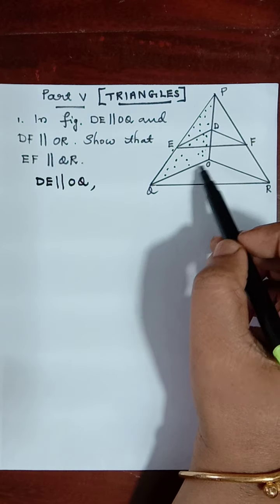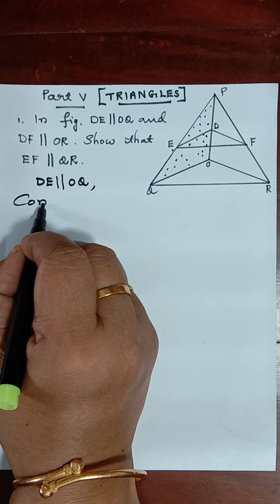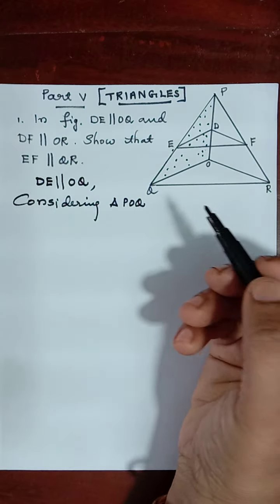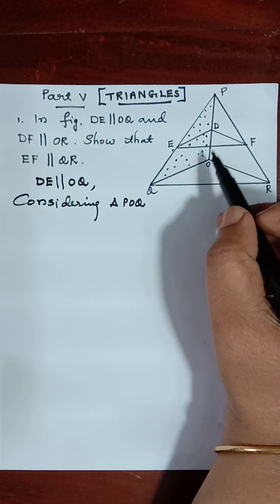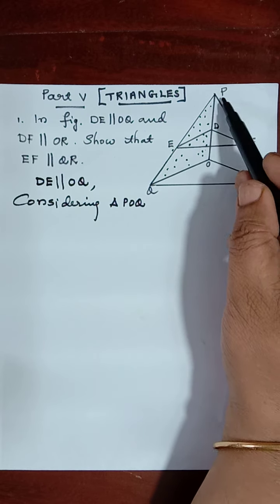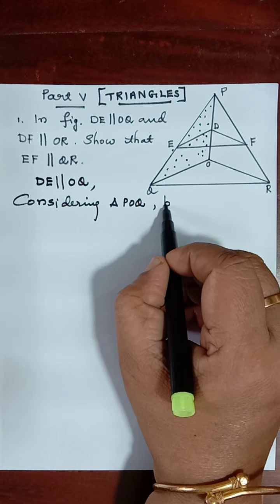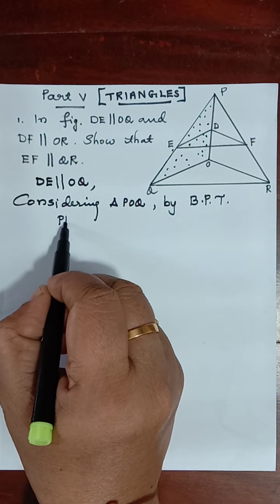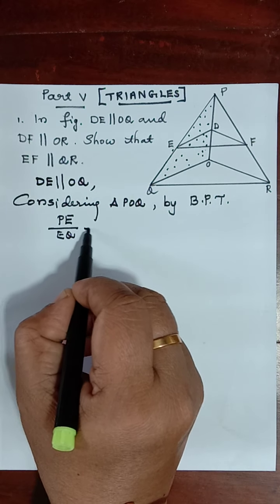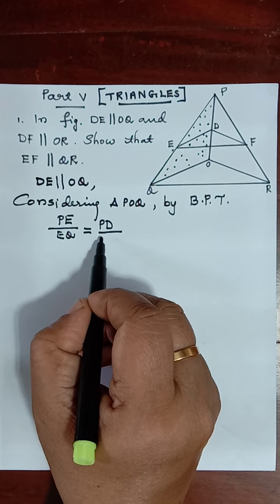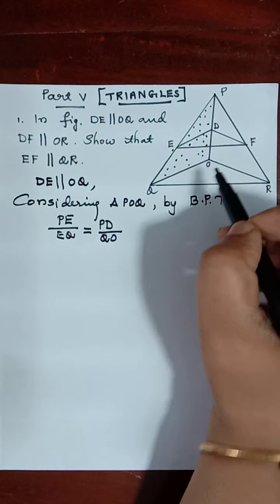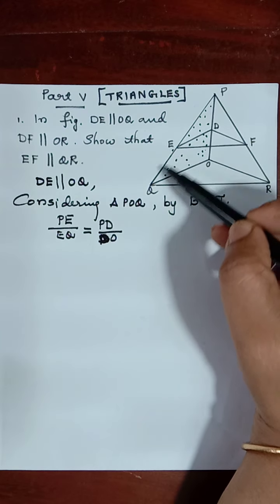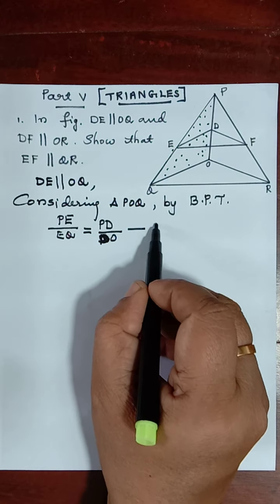Okay. So we consider triangle POQ. If DE is parallel to OQ, then by the basic proportionality theorem, PE by EQ is equal to PD by DO. Let us mark it as equation number 1.